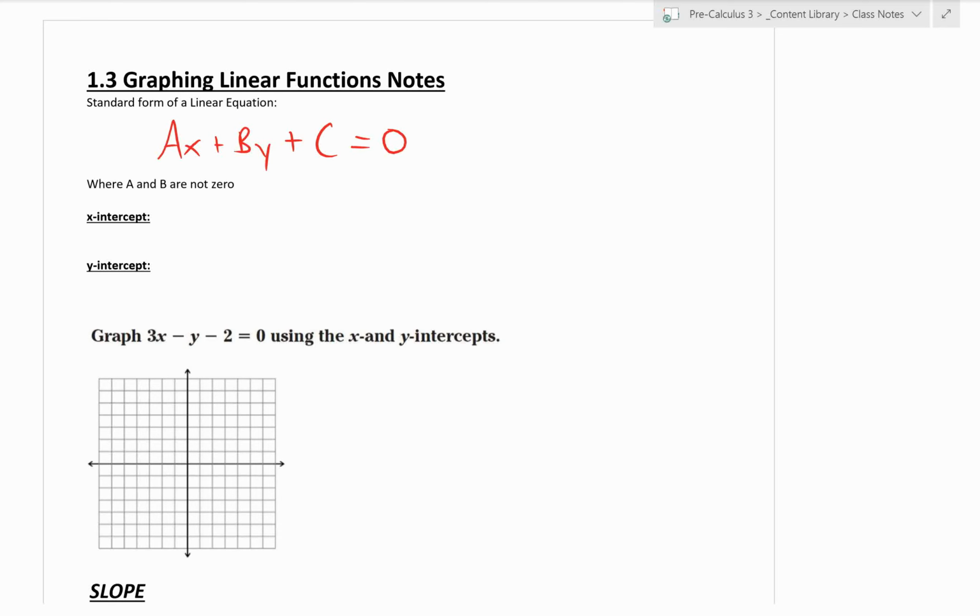where a and b are not 0. If a or b are 0, then this loses one of the variables. It stops being a linear function. It still could be a line, but it's not the type of function that we're trying to talk about. So next, some basic terms here, x-intercept and y-intercept.